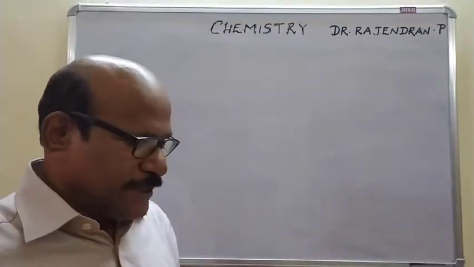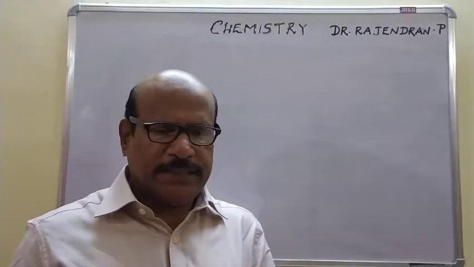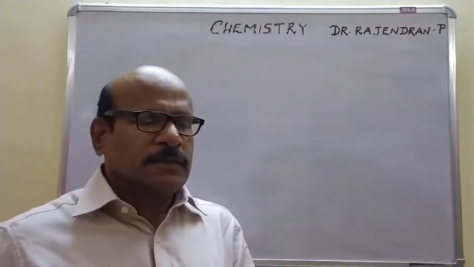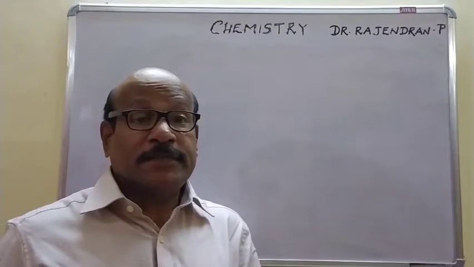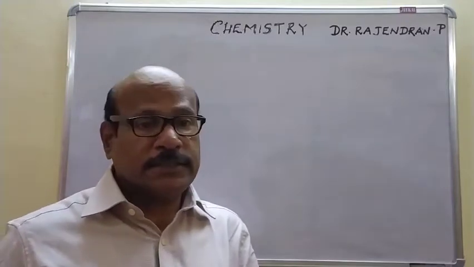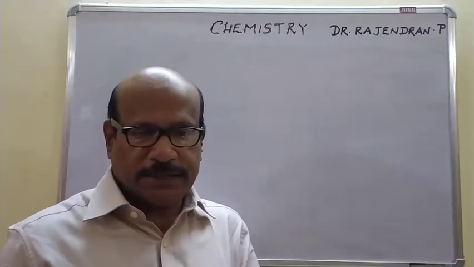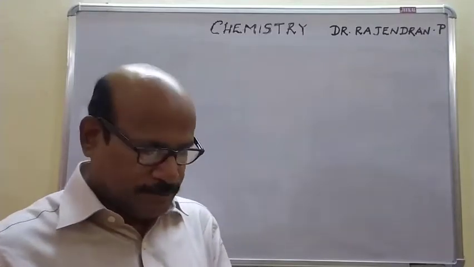Some important aspects of photochemistry. That is, the high quantum yield exhibited by hydrogen-chlorine reaction and the very low quantum yield exhibited by hydrogen-bromine reaction. Both are chain reactions. Okay.